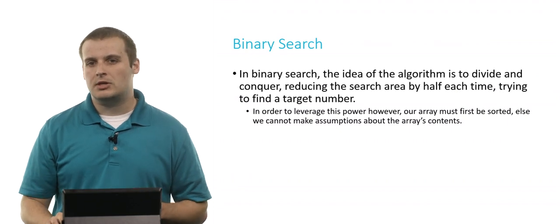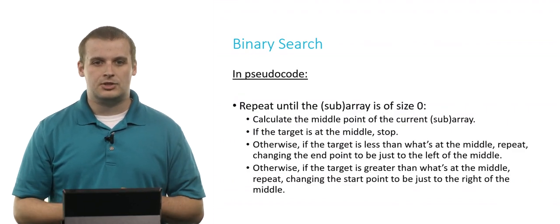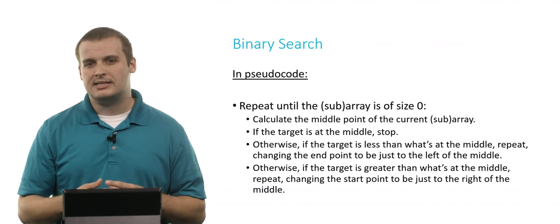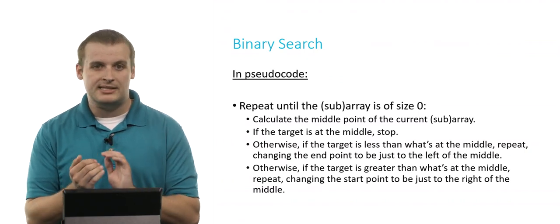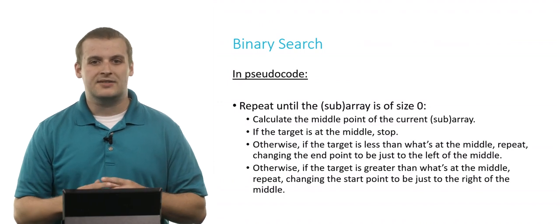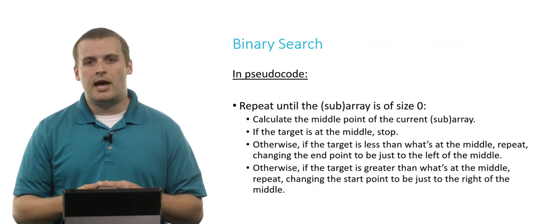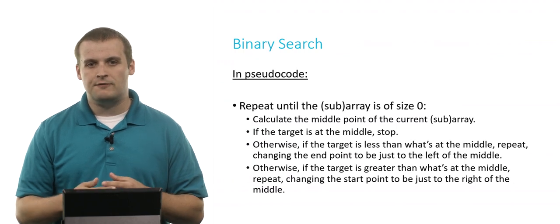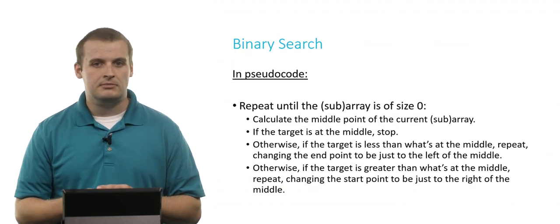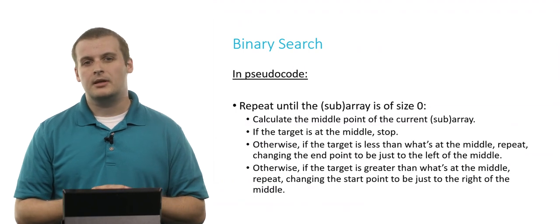So what's the pseudocode steps for binary search? You repeat this process until the array, or as we proceed through, subarrays, smaller pieces of the original array, is of size 0. Calculate the midpoint of the current subarray. If the value you're looking for is in that element of the array, stop. You found it. That's great.